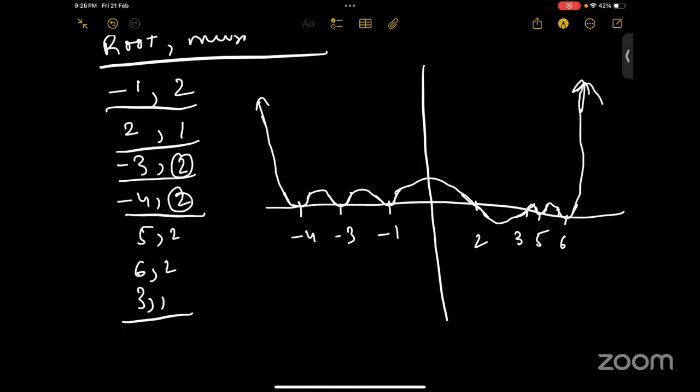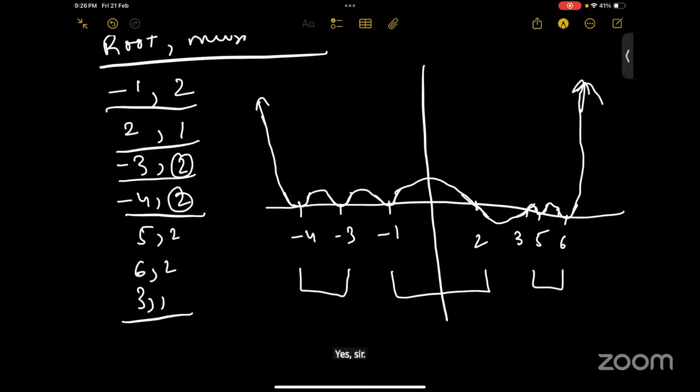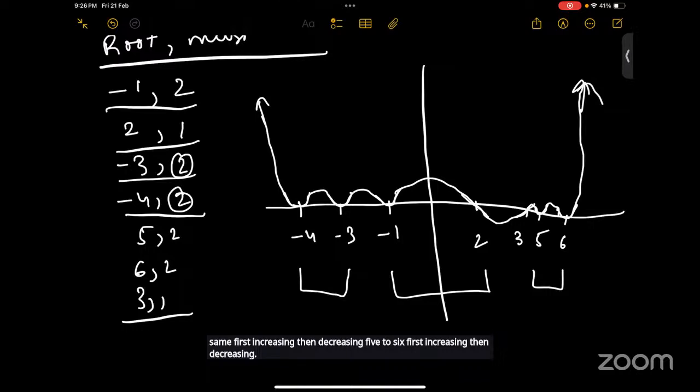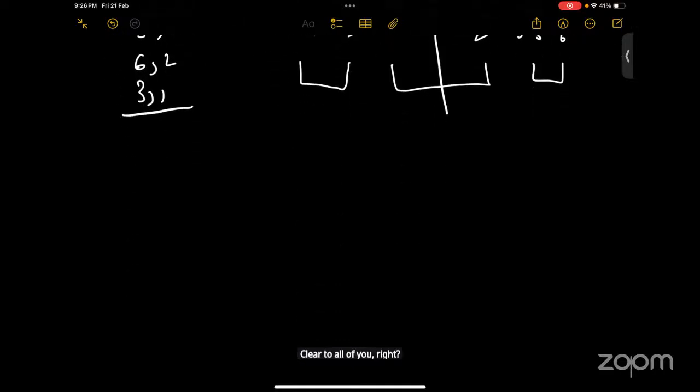Is it fine now? Yes, ma'am. Clear. Now can you verify the options? Minus 4 to minus 3. In this interval, it is first increasing, then decreasing, right? Yes, ma'am. Minus 1 to 2, same. First increasing, then decreasing. 5 to 6, first increasing, then decreasing. Okay? Any doubt? No, it's clear. Clear to all of you, right? Good.